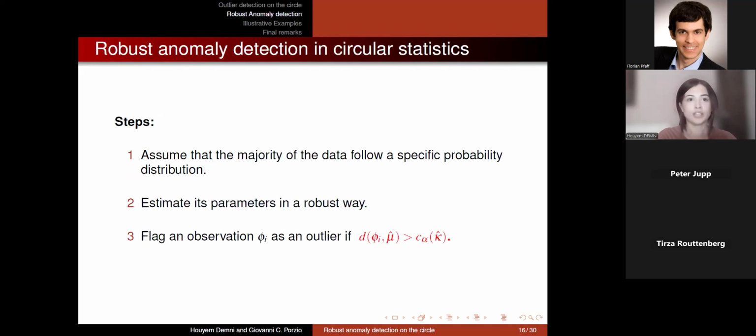So our robust anomaly detection rule has three steps. First, we assume that the majority of the data follow a specific probability distribution and then estimate its parameters in a robust way. Then we flag an observation as an outlier if the shortest arc distance from the observed point with respect to the estimated mean is greater than the threshold C alpha of kappa hat.